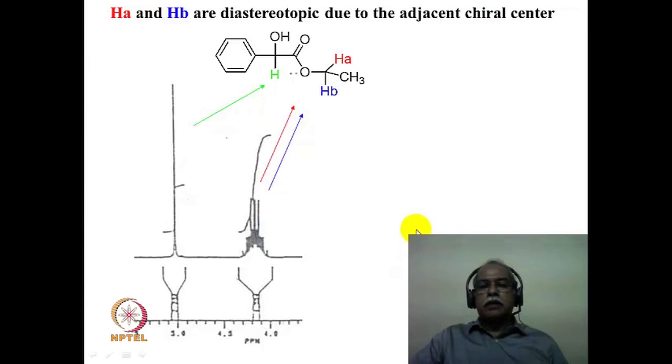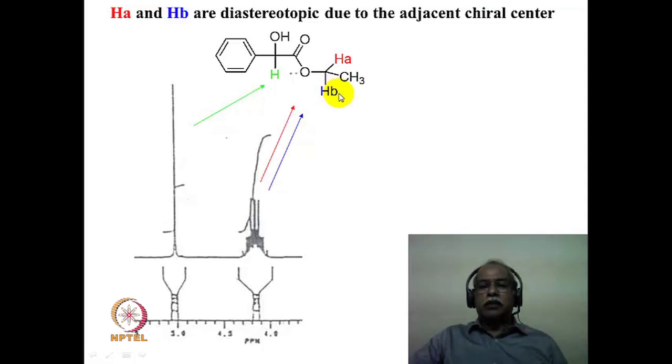Now let us consider this example, which is an illustration of diastereotopic hydrogens adjacent to a chiral center. This is actually ethyl mandelate, the mandelic acid ethyl ester, that is shown here. This particular center is a chiral center in mandelic acid. As a result of that, these 2 hydrogens of the methylene of the ethyl group, the CH2 of the ethyl group, are diastereotopic in nature.